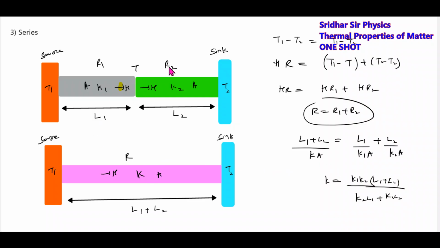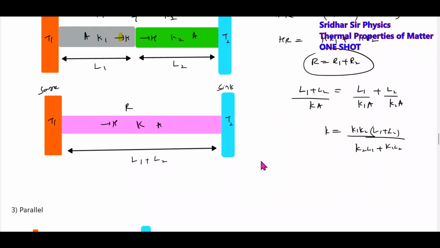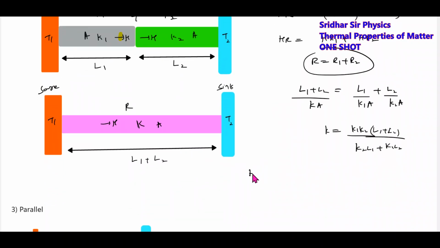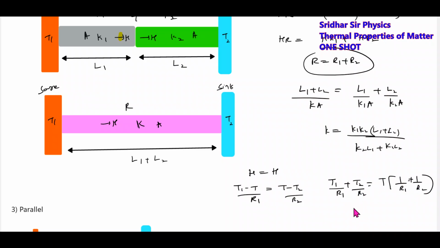No absorption of heat. How to calculate the temperature of junction? I think you can calculate the temperature of junction also. For the temperature of junction, we can use this formula: T1 minus T by R1 equal to T minus T2 by R2. So T1 R1 plus T2 R2 is equal to T times (1 by R1 plus 1 by R2). The temperature of junction is T1 R2 and so on; this will be the temperature of the junction.